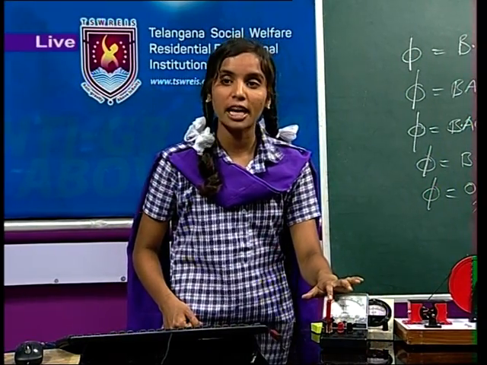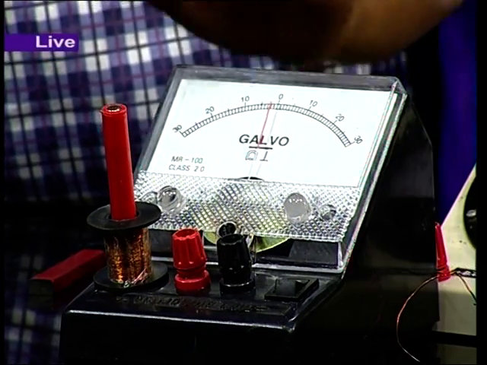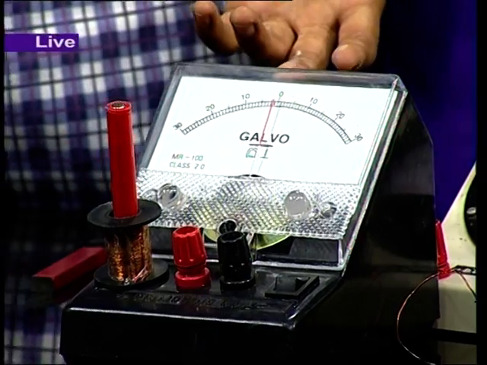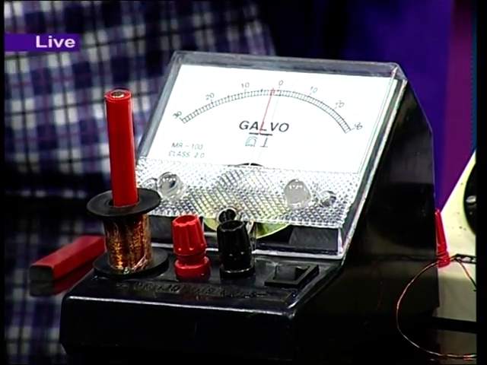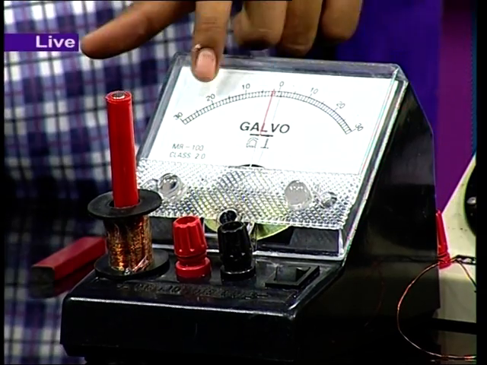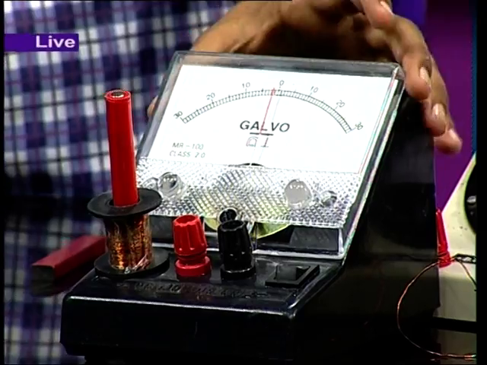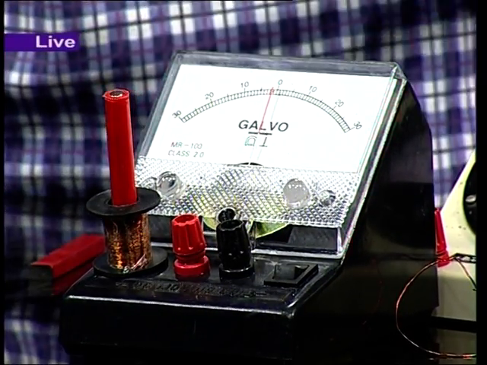And now I keep the bar magnet stationary within the coil. Friends, see, now I place the bar magnet stationary within the coil. Is there any deflection in the galvanometer? Yes, there is no deflection. Why? Because as I told you before, the deflection in the galvanometer indicates that a current is induced in the coil, but now there is no deflection. That means simply we can say that no current is induced.